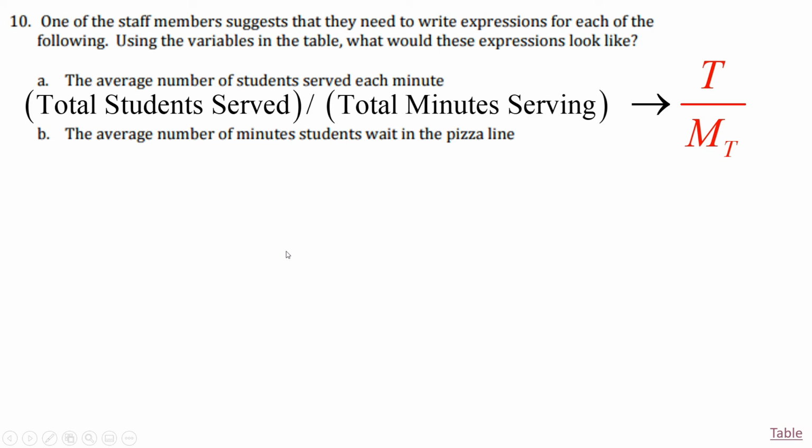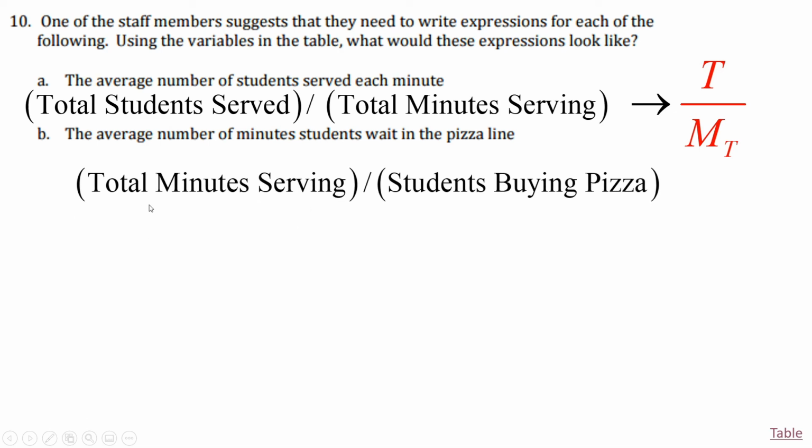And then B, the average number of minutes students wait in the pizza line. Well, that'd be the total minutes serving over the number of pizza lunches that are sold, the number of students who buy pizza. So let's see, total minutes serving over students buying pizza. All right, so total minutes serving, well, that's my M sub T up there. And students buying pizza, didn't we just use a P for that? P, and there it is. Awesome. Now, I think that's it.